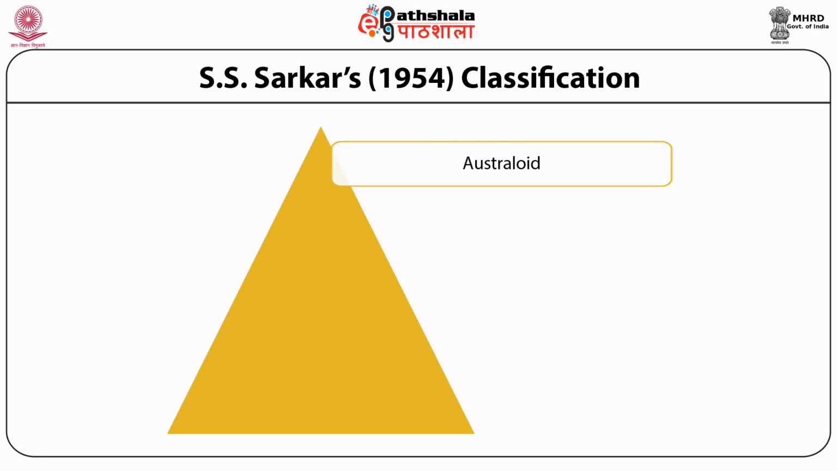It seems that the Australoid element is represented in all the castes, but it is greatly concentrated among the lower castes. The Australoids are characterized by their short stature, dark complexion, dolichocephalic head, platyrrhine nose and wavy hair.